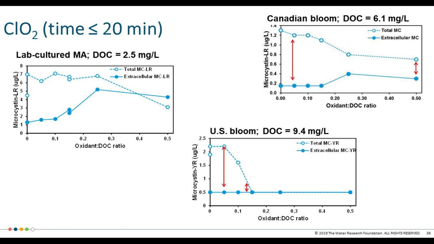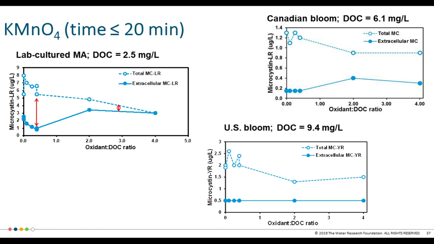But interestingly for the US bloom, we can see that at the ratio of about 0.2, we had complete release and complete oxidation. So that is another important point to take, that different species from different regions can react differently to the oxidant agents we use. So that is another knowledge gap, how we can generalize to species or cells that we can find from different regions that are having blooms.